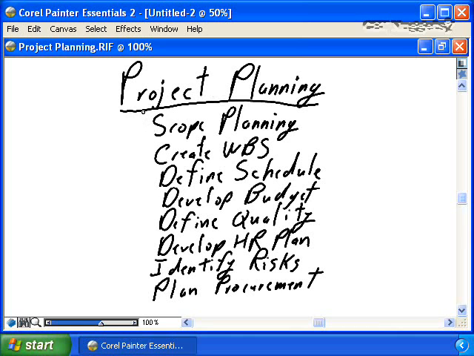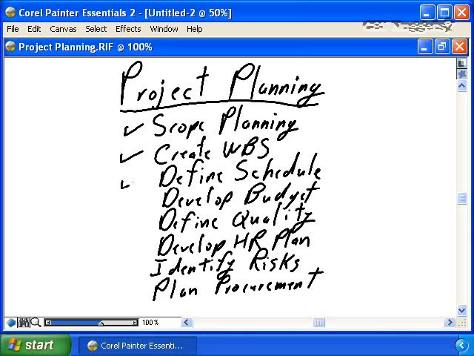Project planning includes each of the knowledge areas. So in project planning, we will talk about scope planning, ensuring we define what is in scope, what the project is going to complete. We will talk about creating the work breakdown structure, identifying all of the deliverables and all of the tasks required to complete the deliverables necessary to achieve the scope.